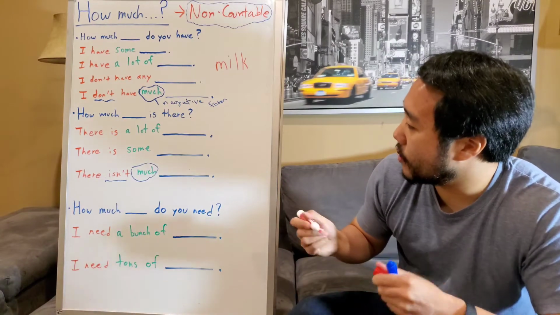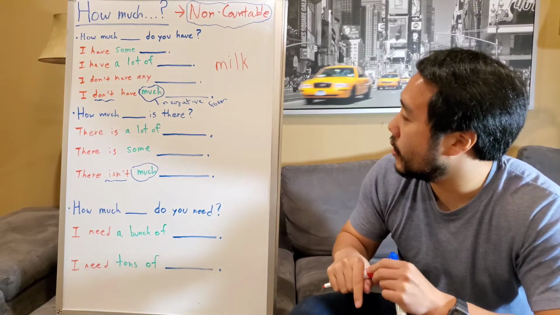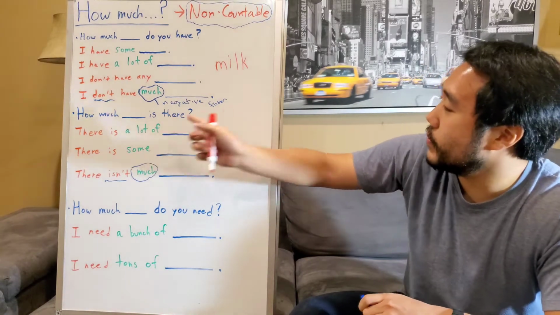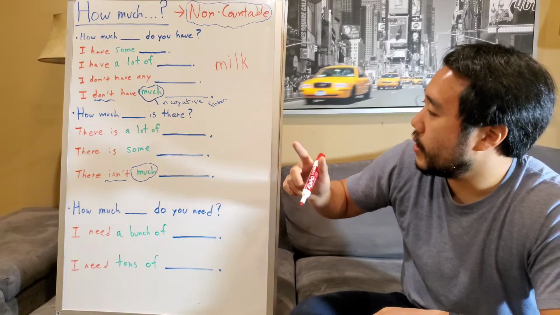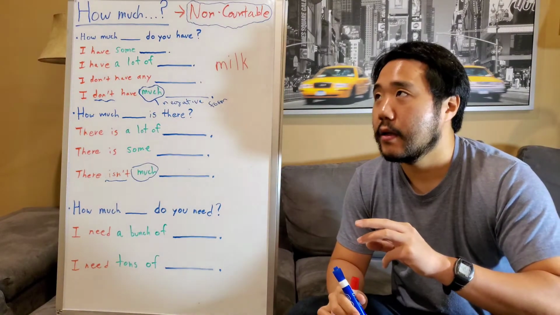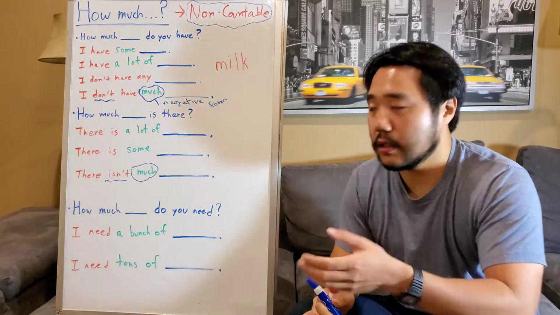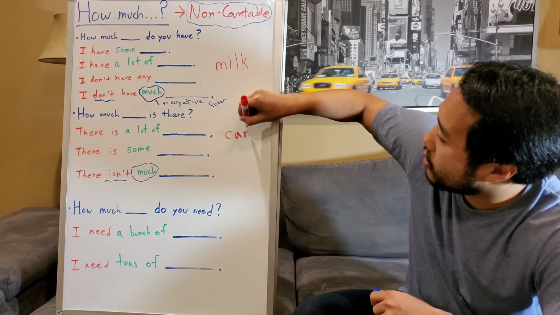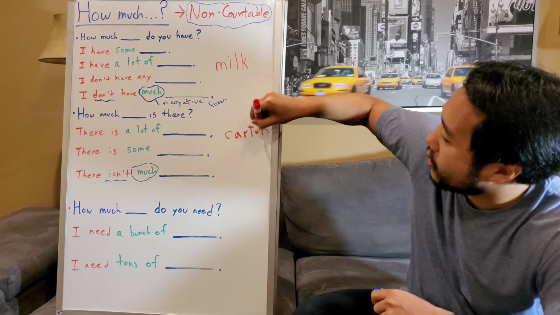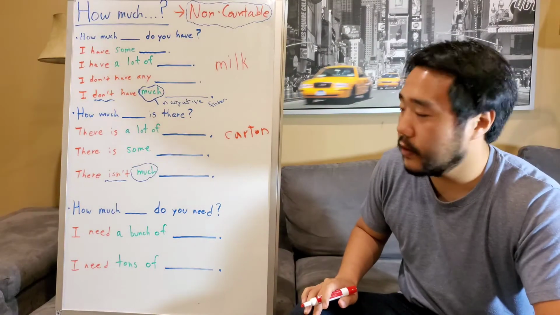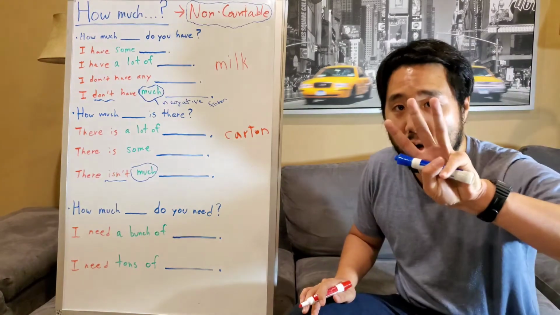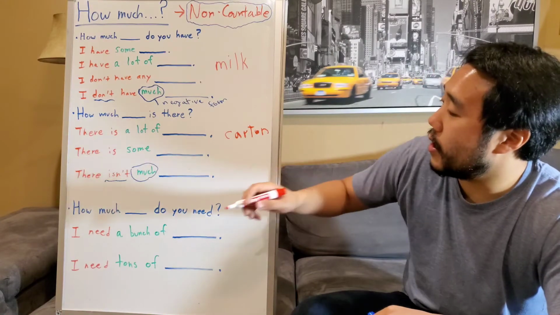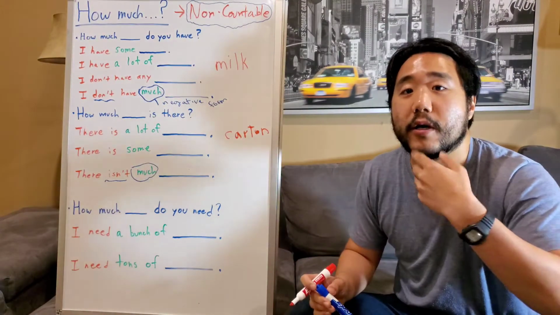So then what I'm going to do is write an example. I'm going to say how much milk is there, and then we're going to use the partitive carton, C-A-R-T-O-N, carton, as a partitive, and then we're going to say there are 3 cartons. So how much milk is there? Because I'm going to count them in a way.